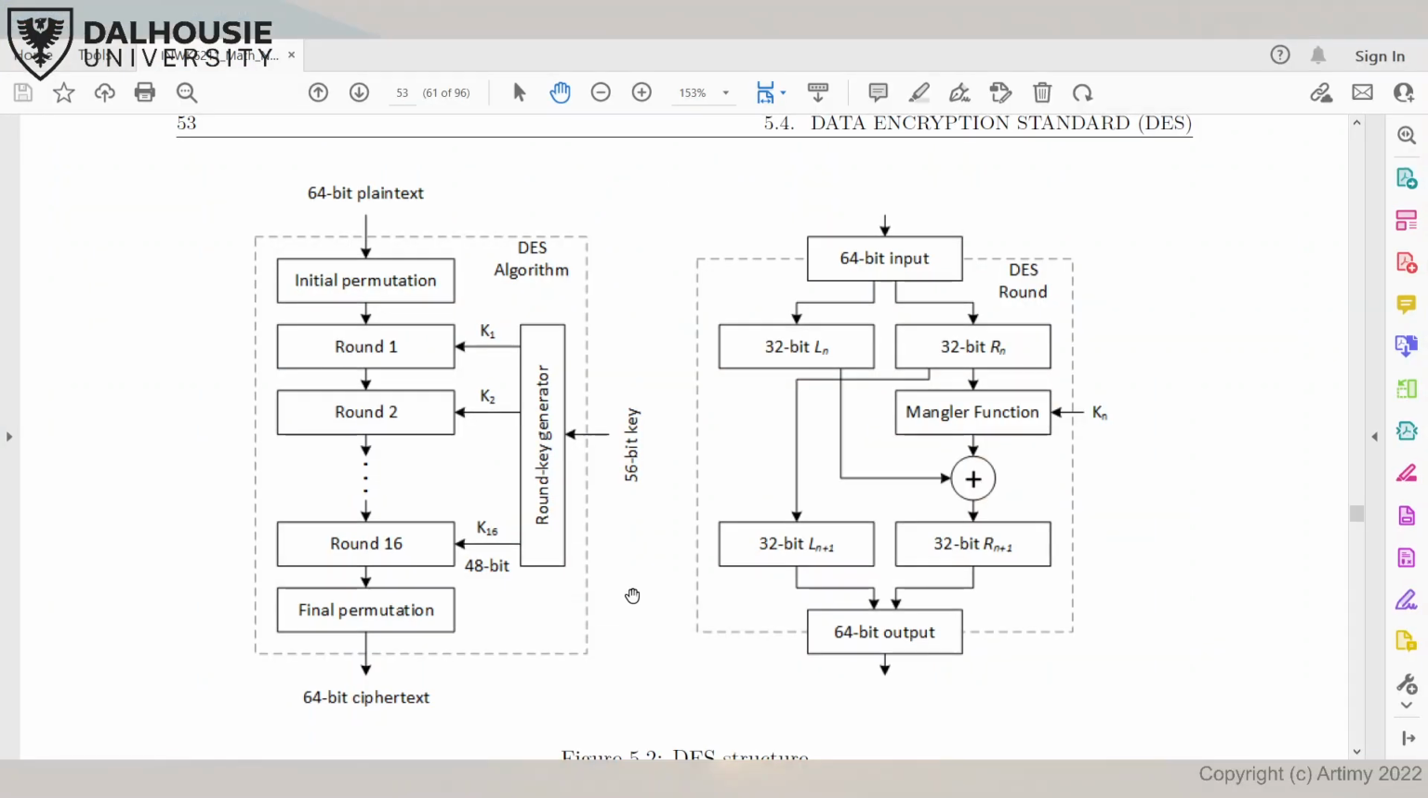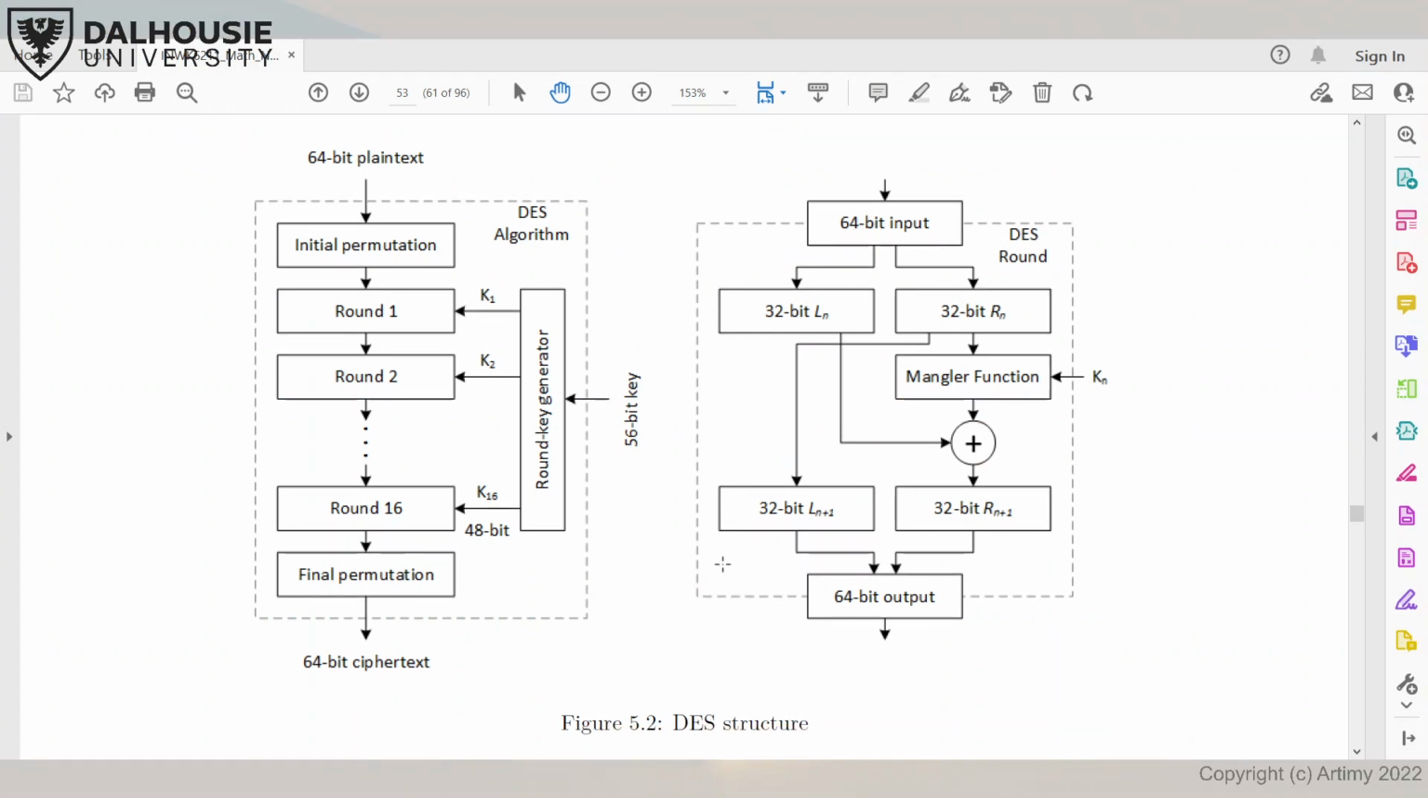In general, the algorithm works exactly in reverse order for decryption. So if I want to do decryption, now the input becomes an output. So the data will go from the bottom. So the final permutation becomes the initial permutation. Round 16 becomes round 1, and so on. So the algorithm will be used exactly the same, but in reverse order. Right.